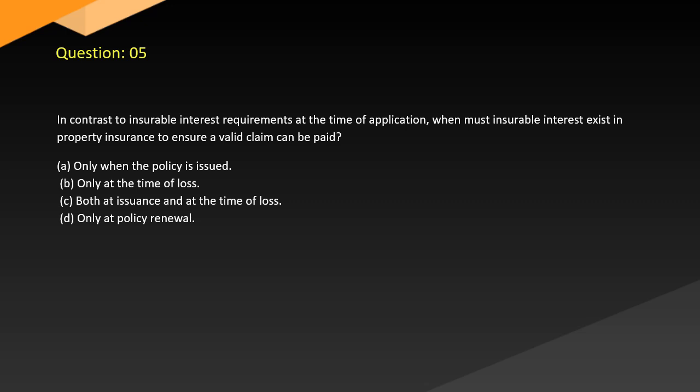Question 5. In contrast to insurable interest requirements at the time of application, where must insurable interest exist in property insurance to ensure a valid claim can be paid? A. Only when the policy is issued. B. Only at the time of loss. C. Both at issuance and at the time of loss. D. Only at policy renewal.